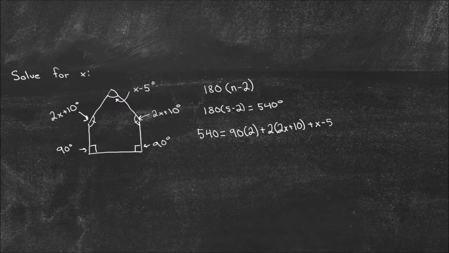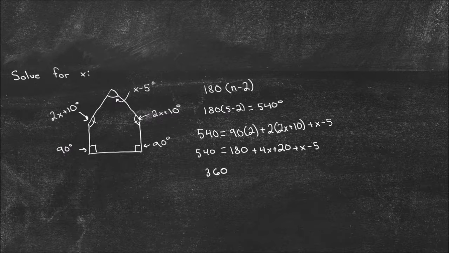And now I solve for x. So 90 times 2 is 180, plus 4x plus 20, plus x minus 5. Combine like terms and bring the 180 over. So I'm going to get 540 minus 180 becomes 360 equals, oh, actually, I'll make it 5x plus 15. Now I'm going to subtract 15. I get 345 equals 5x. Do the division. 345 divided by 5. And what should that be? It will be 69. So x equals 69 degrees.